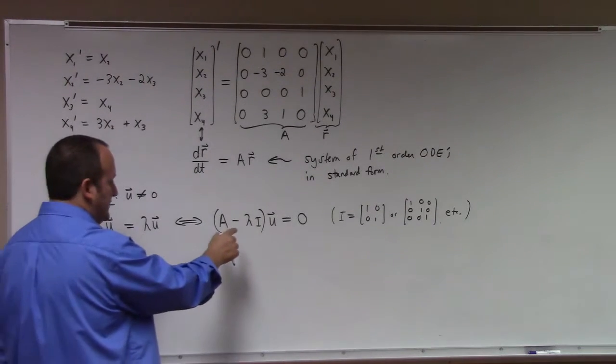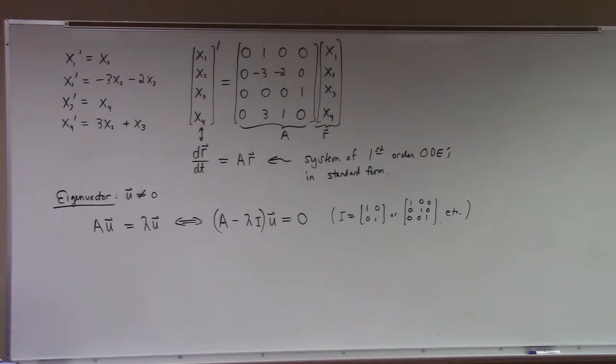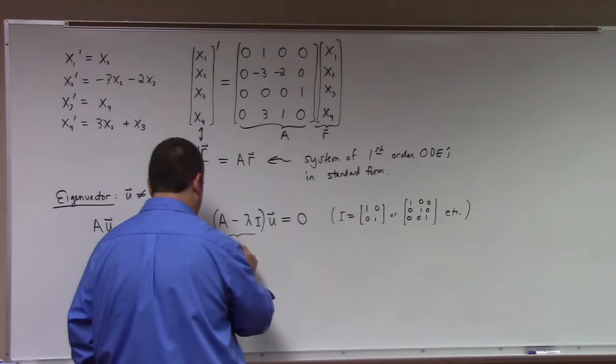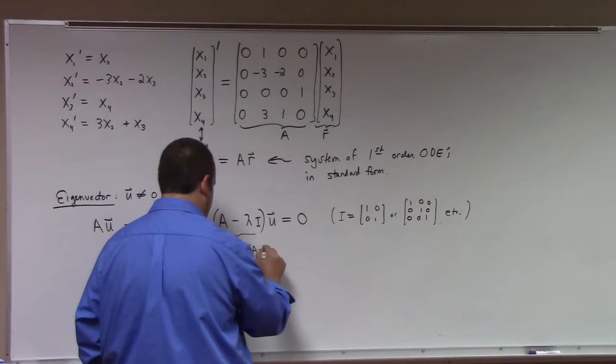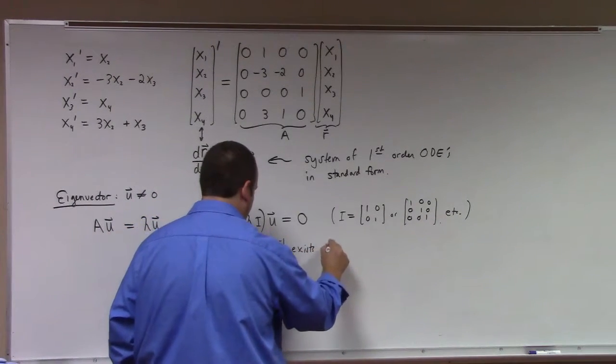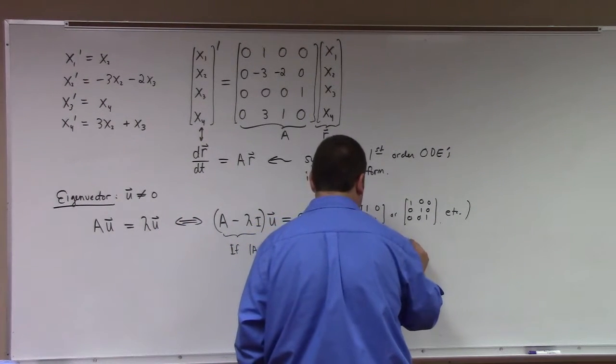If this matrix was, let me look at it a different way. What would happen if the matrix A minus lambda I was invertible? What could we do? If that was an invertible matrix, what would this say? If A minus lambda I inverse exists, then what could we do?